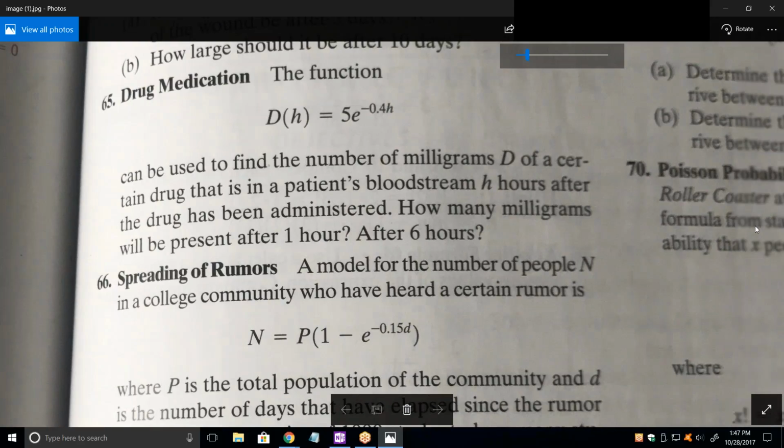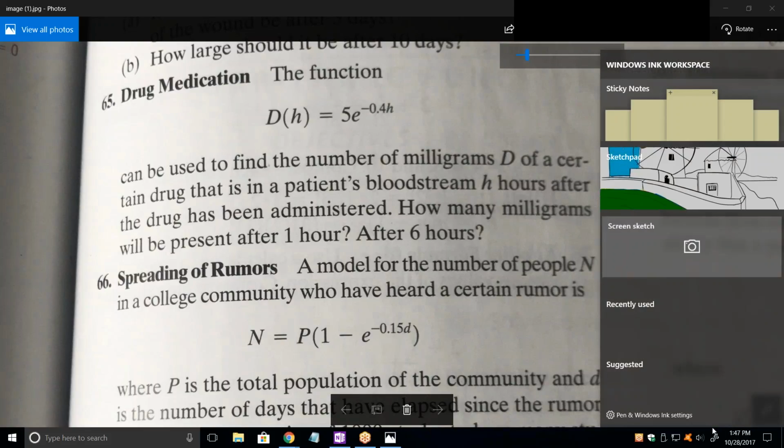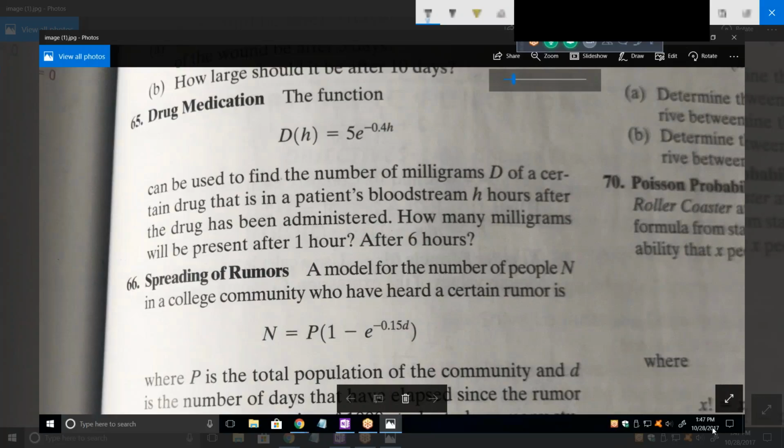How do I figure out this one? Which one? Yeah, I'm sorry. That one? What is that? D of what? 1. Correct. So D of 1, which is equal to what? 5e to the power of negative 0.4 times 1.